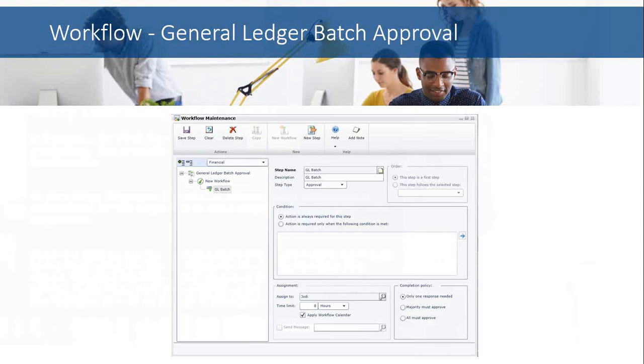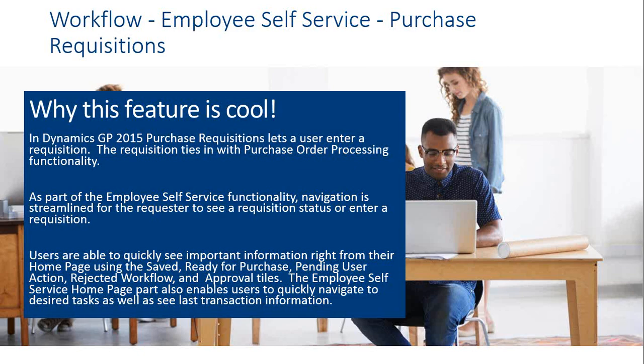With this whole workflow concept comes some additional functionality. So we talked about the requisition functionality, and so now we're actually going to be able to continue enhancing the purchase requisitions functionality. GP 2015 allows you to enter requisitions like we talked about, and that requisition can then tie directly into a purchase order. And so this is more of an employee self-service functionality. And again, the individual user can be a limited user with no additional rights other than to enter requisitions.